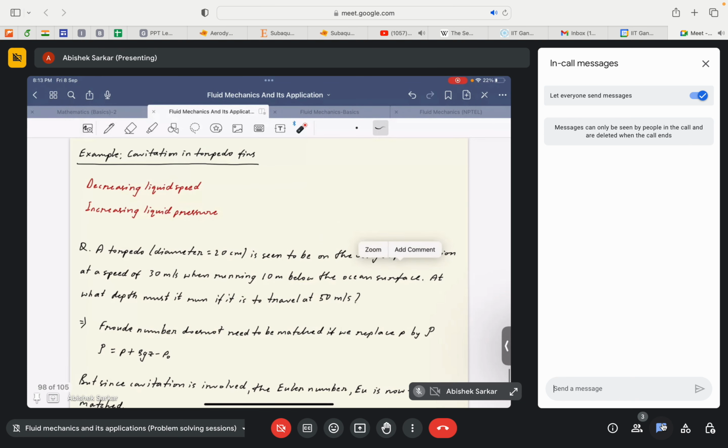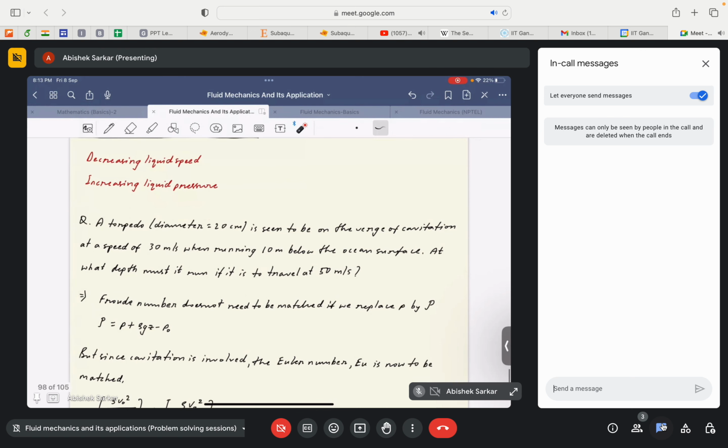So this is an example of cavitation in a torpedo. I guess it was well discussed why cavitation occurs, so I won't dive deep into that, but still let's look into the question. A torpedo having a diameter of 20 centimeter is seen to be on the verge of cavitation at the speed of 30 meters per second when running 10 meters below the ocean surface. So velocity is 30 meters per second, and it is on the verge of cavitation. At what depth must it run if it is to travel at 50 meters per second?